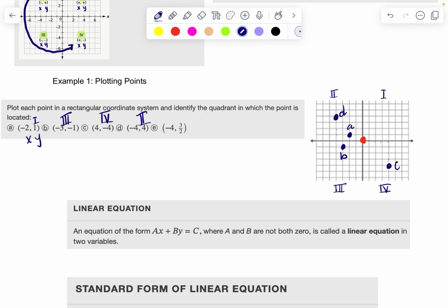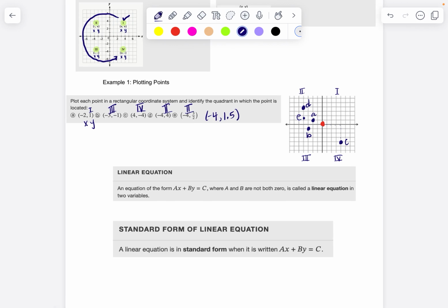And then -4, 3/2. If I put 3/2 in my calculator, it'd be 1.5. So that's like -4, 1.5. So I'm going to go left 4 again from the origin and then up 1.5. That's my point E, and that is also in quadrant 2.